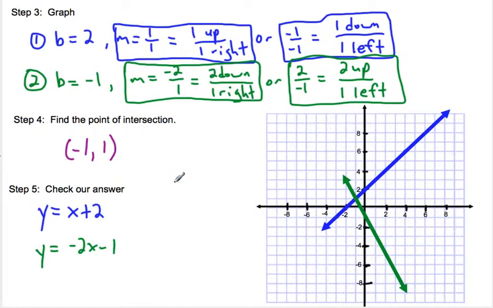And those are the step-by-step ways to graph a system of equations to find the solution.